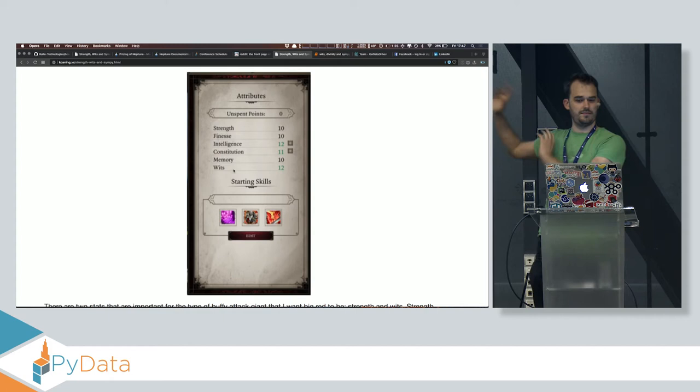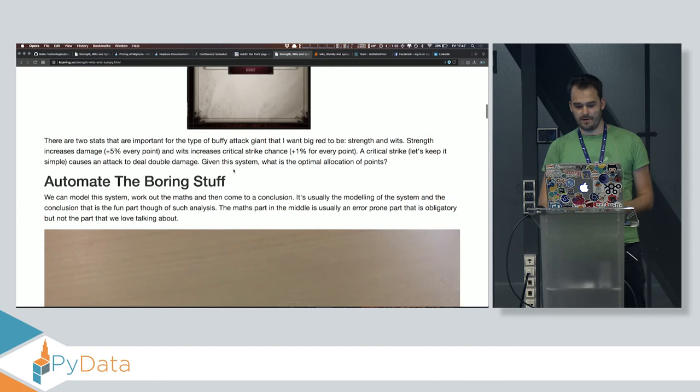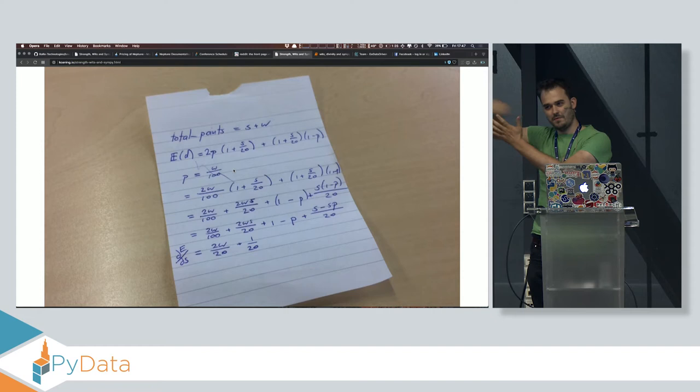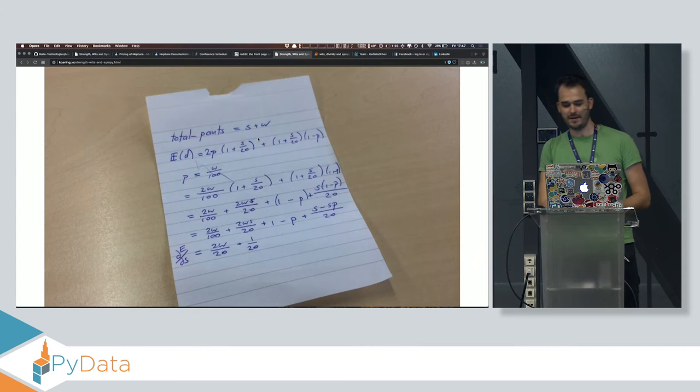That's great. I haven't talked about Python yet, but you can look online at the formulas you need to calculate this, and you get to the conclusion like, hey, I need to do calculus again. You have to actually do the math, right? You have to ask, what's my expected damage depending on how many points I put in strength and how many points I put in wits? You have to do all this math.